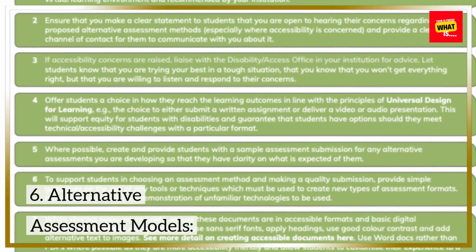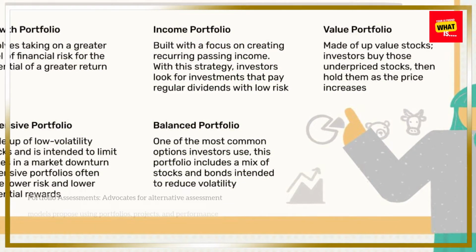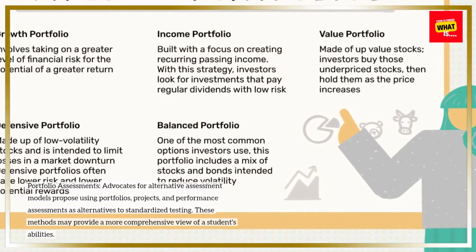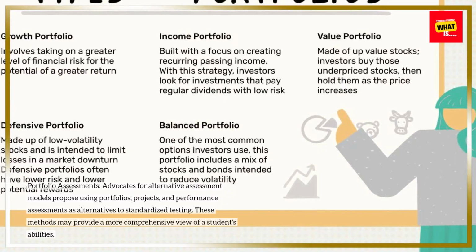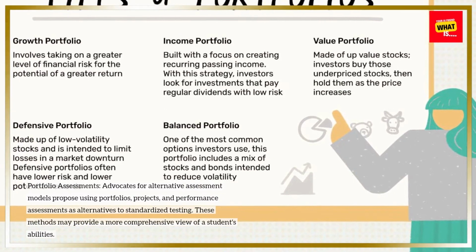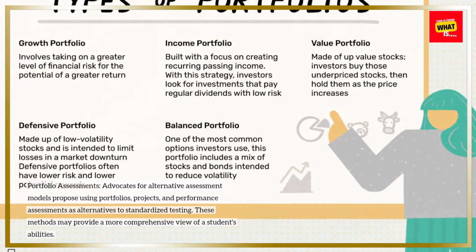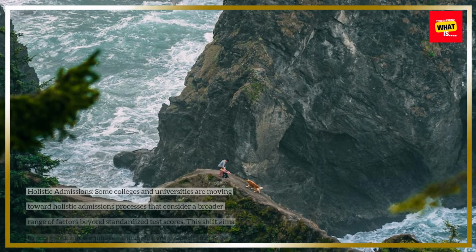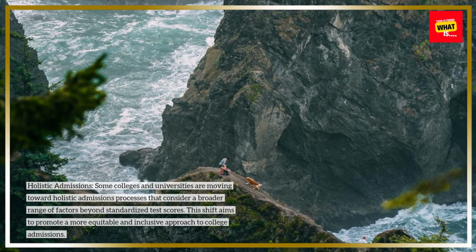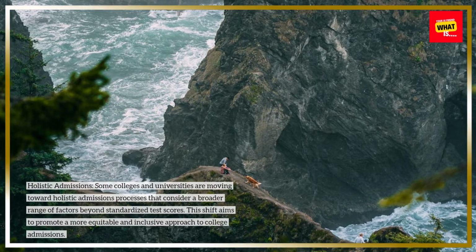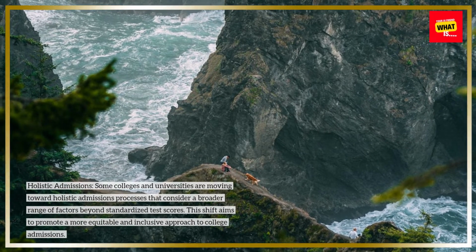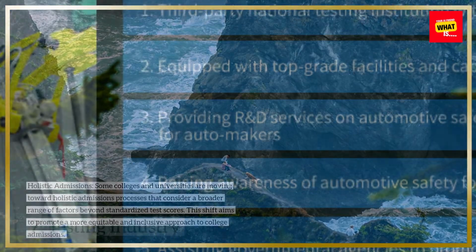6. Alternative assessment models. Portfolio assessments. Advocates for alternative assessment models propose using portfolios, projects, and performance assessments as alternatives to standardized testing. These methods may provide a more comprehensive view of a student's abilities. Holistic admissions. Some colleges and universities are moving toward holistic admissions processes that consider a broader range of factors beyond standardized test scores. This shift aims to promote a more equitable and inclusive approach to college admissions.